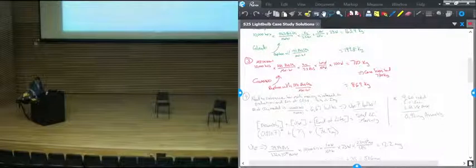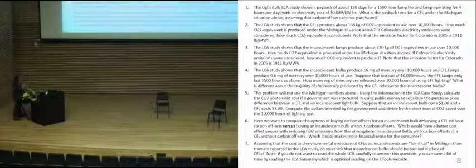Question 5. Let's just use the information from the case study. The idea here is to have the government subsidize each light bulb by $2. And the question is, what's the cost effectiveness of that investment? So you figure out how much per 10,000 hours the government is going to spend, and then divide it by the amount of CO2 saved by going from an incandescent to a CFL.